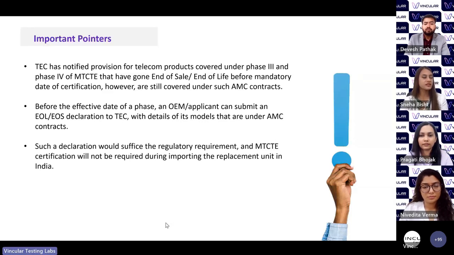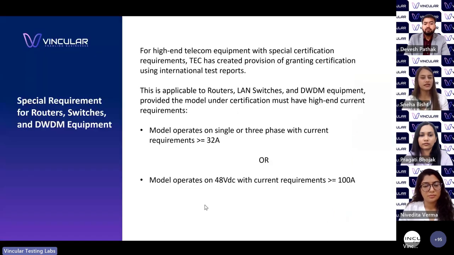With that, I will now move on to the next topic, which is again an important one, the special certification criteria from TEC for 3 product categories: switches, routers, and DWDM. Can we have the next slide? Yes. So now for high-end telecom equipment with very special testing requirements, TEC has created a provision of granting certification using international test reports. This special certification criteria is applicable only to routers, LAN switches, and DWDM equipment, provided that the model under certification must have high-end current requirements, such as the model operates on a single or 3-phase with current requirements greater than 32 ampere, or the model operates on 48 VDC with current requirements greater than 100 ampere. Next page, please.